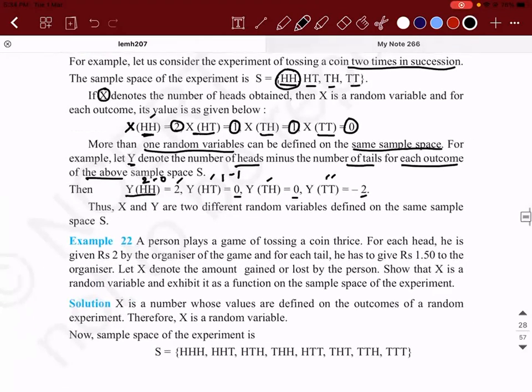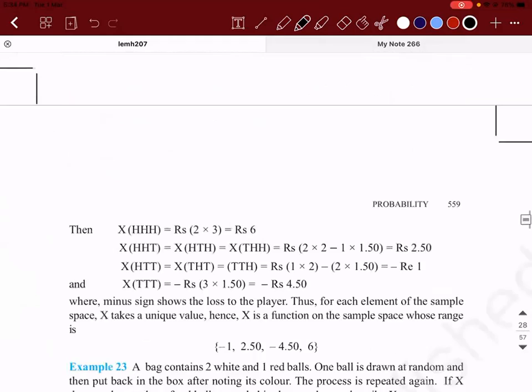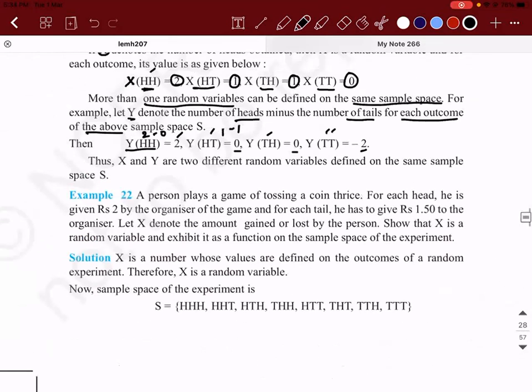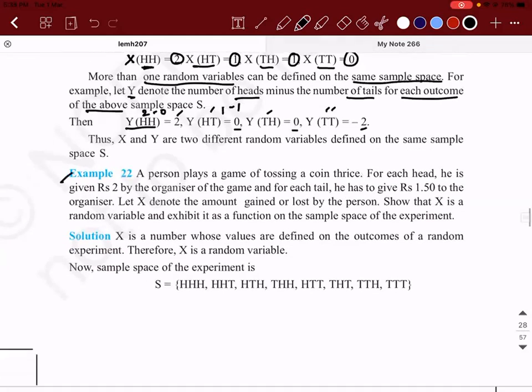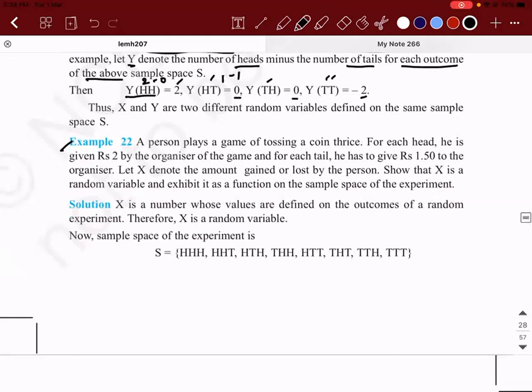Okay. So first what we are going to do is learn how to assign random variables to a problem that is given. First, let's get to that point. So if I take this example 22, you guys are going to tell me. There is a person who plays a game of tossing a coin thrice. So when tossing a coin thrice, what are the outputs?